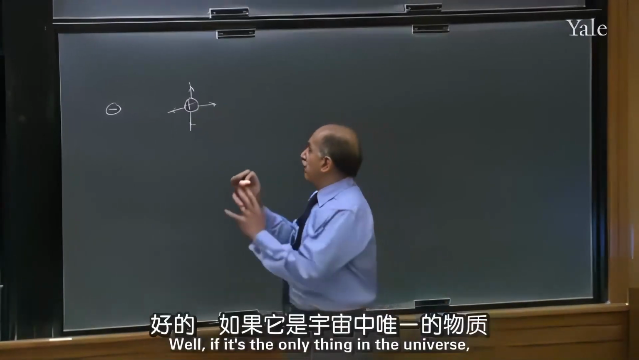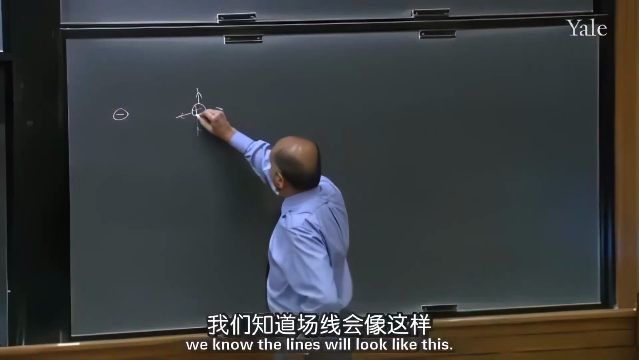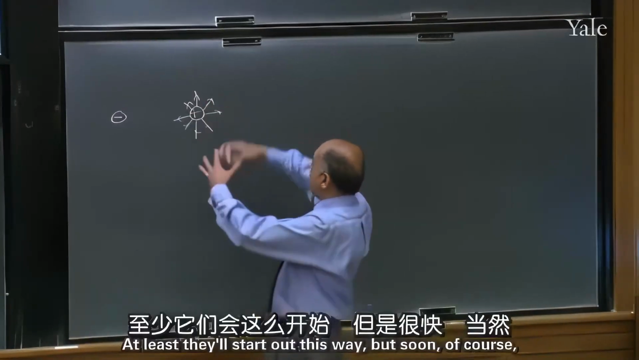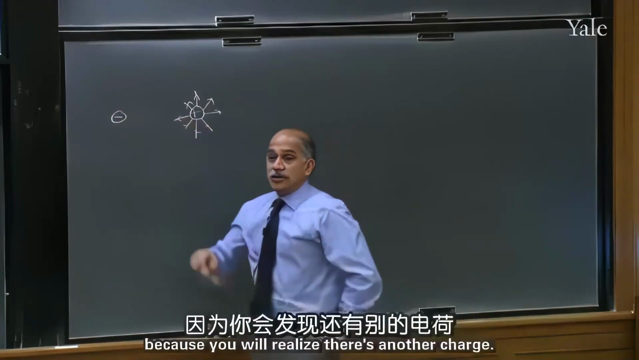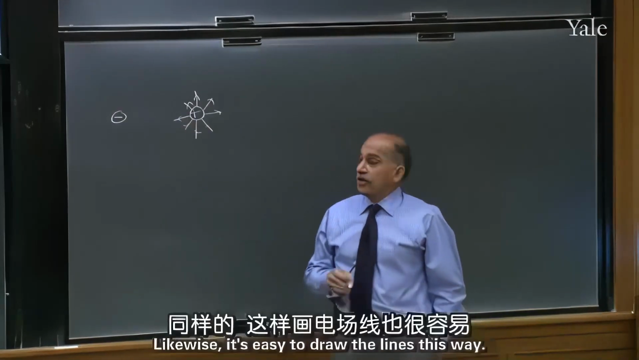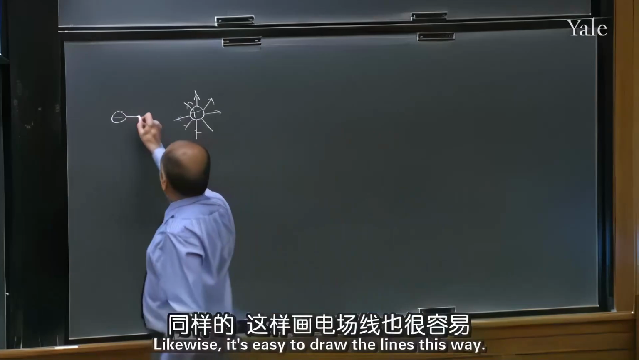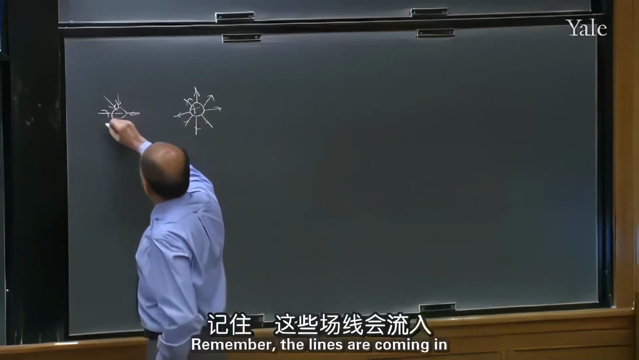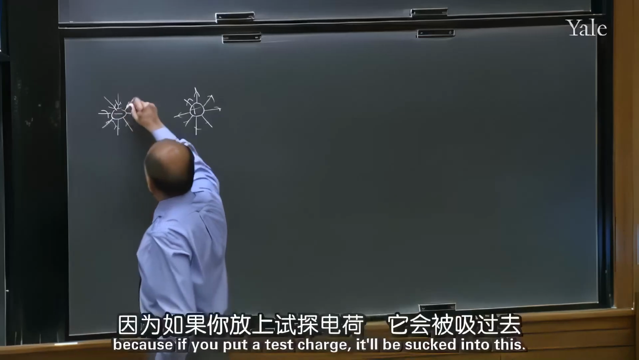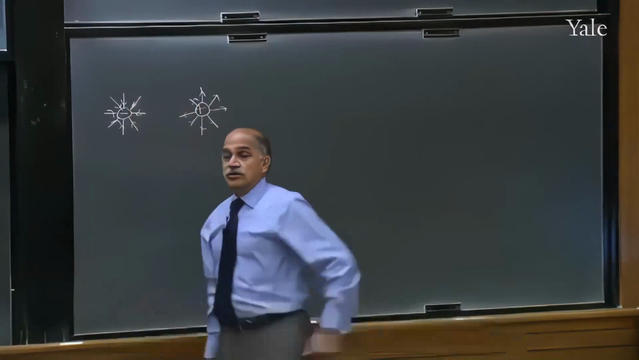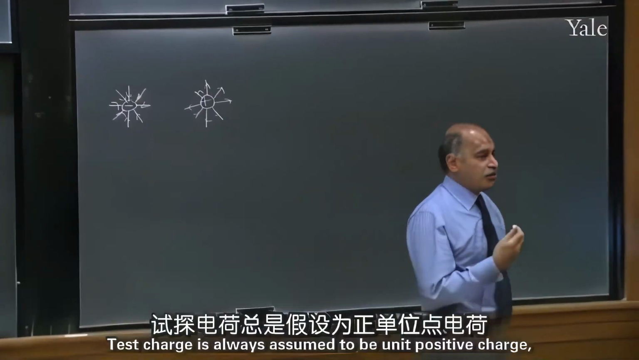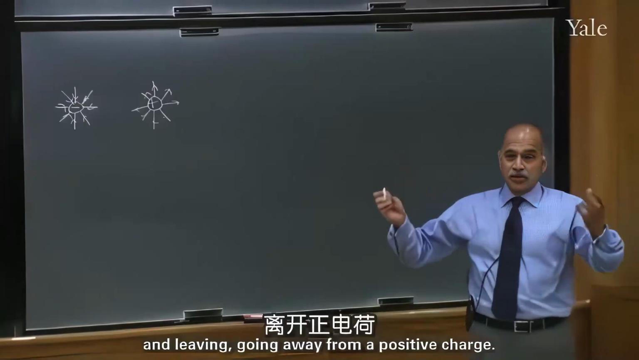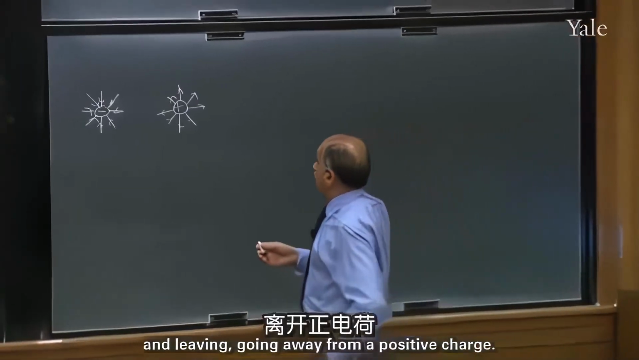Well, if it's the only thing in the universe, we know the lines will look like this. At least they will start out this way, but soon, of course, it won't go out this way forever because you'll realize there's another charge. Likewise, it's easy to draw the lines this way. Remember, the lines are coming in because if you put a test charge, it'll be sucked into this. Test charge is always assumed to be unit positive charge. So the lines will be coming into a negative charge and going away from a positive charge.